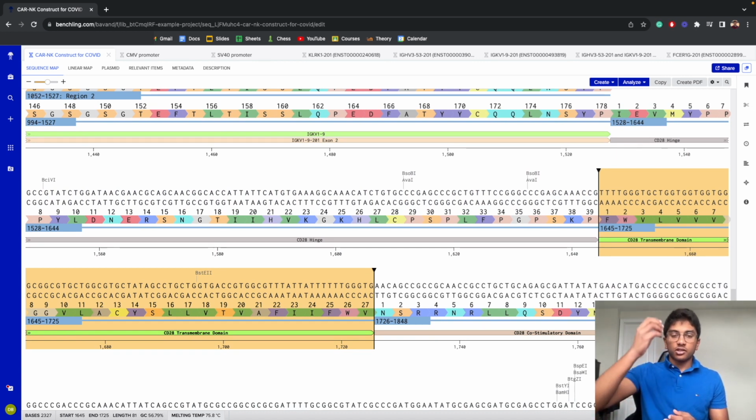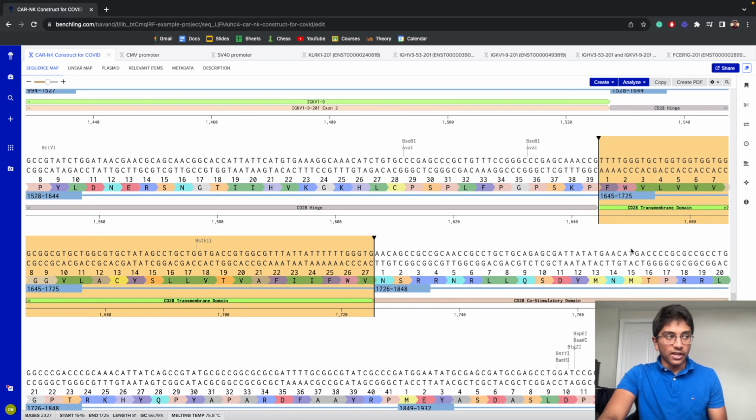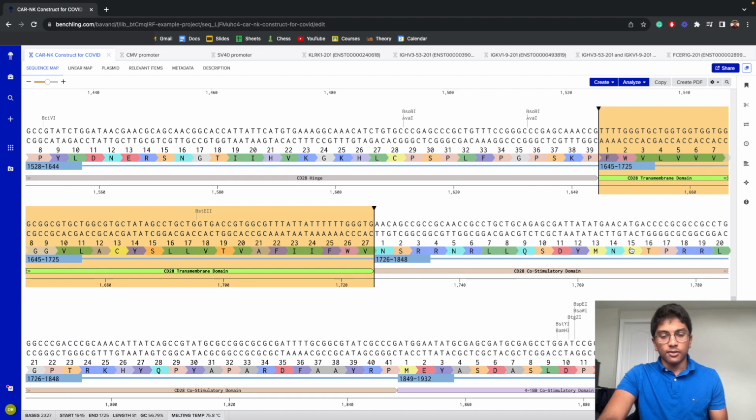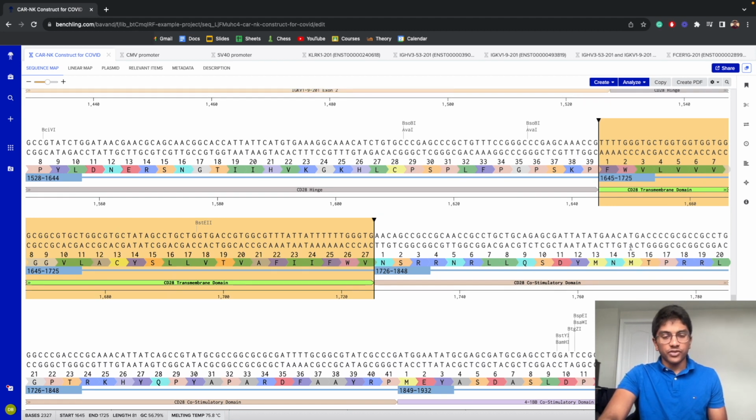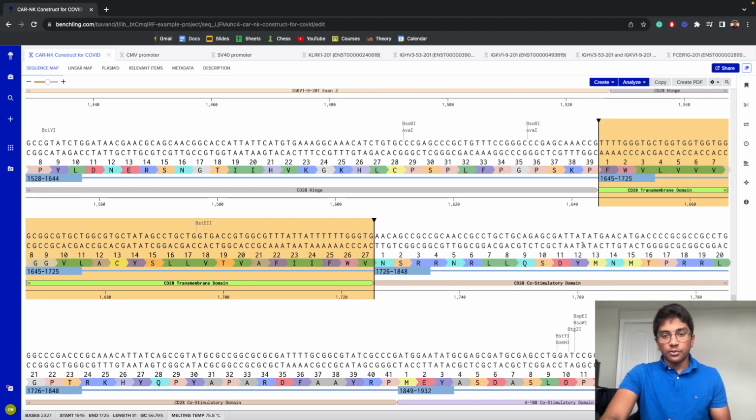After this, we have the CD28 transmembrane domain. This is the region that's going to go through the cell membrane. If you know about cell membrane structure, you know that the inside of the cell membrane is hydrophobic, so we need all the amino acids here to be hydrophobic as well. That's why it has this specific structure. It's really helpful to take inspiration from other proteins. This one is based on CD28, which is another type of receptor found on immune cells.